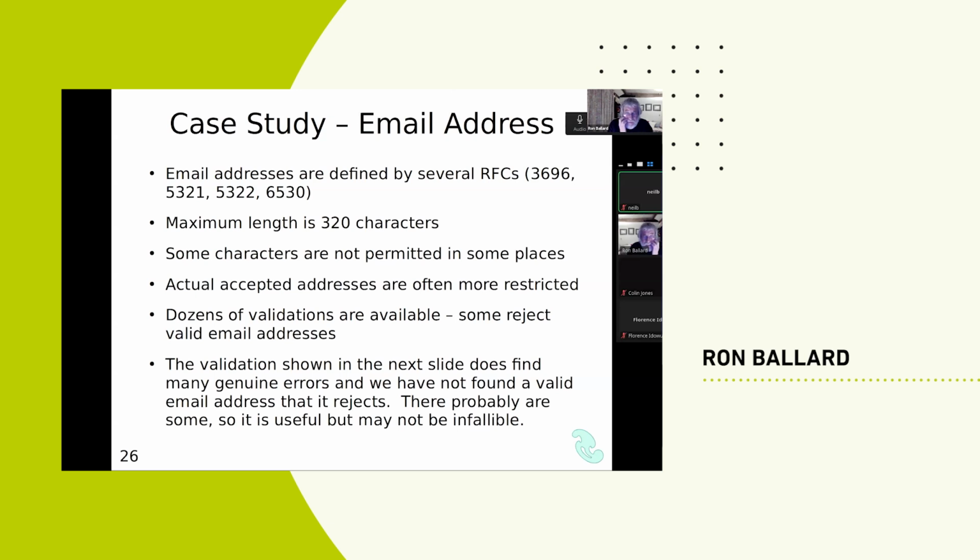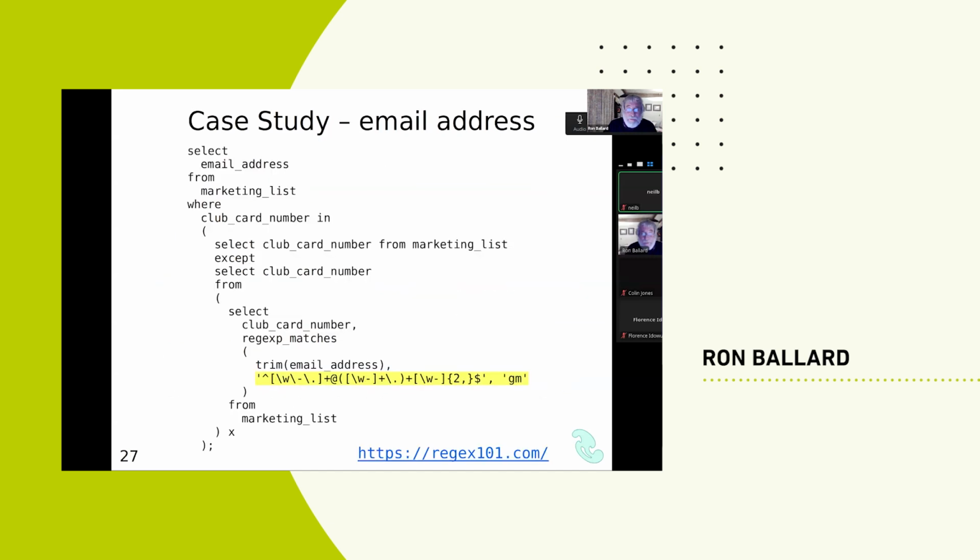There are dozens of validations available. We tried some that rejected valid email addresses, so we got rid of those. So the one we used, shown in the next slide, does find many genuine errors, and we've not found a valid email address that it rejects. There may be some, so it may not be infallible. It may be fallible.